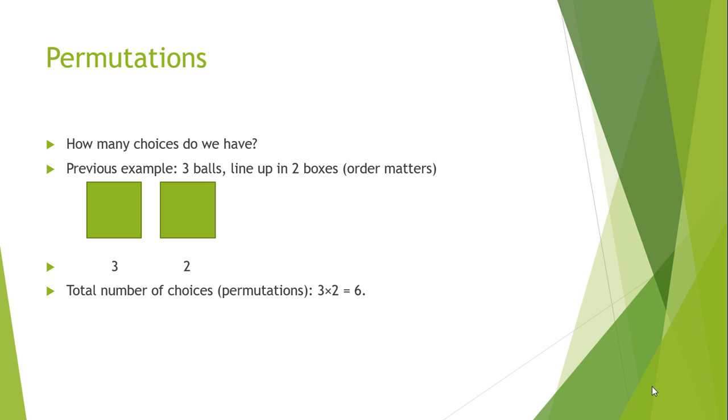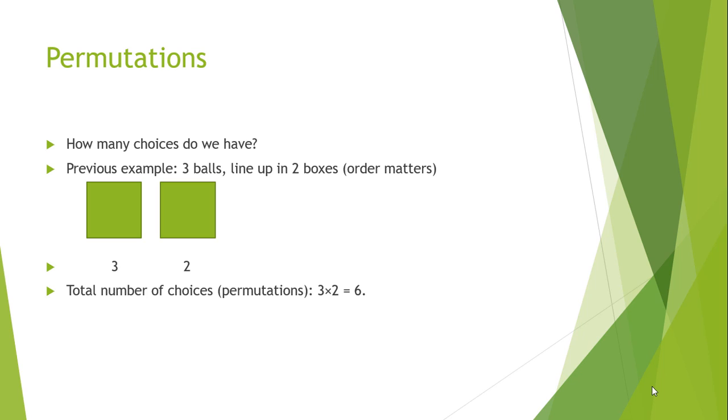So when we come to calculate the permutations, we're really calculating how many possible choices we have. So let's use the previous example. We have the 3 balls, line them up in 2 boxes. In this case, again, order matters. So let's think about this. What's the possibility of the number on the ball in the first box? We have 3 balls numbered 1, 2, and 3. So in the first box, we can either have 1, 2, or 3. So we have 3 possibilities.